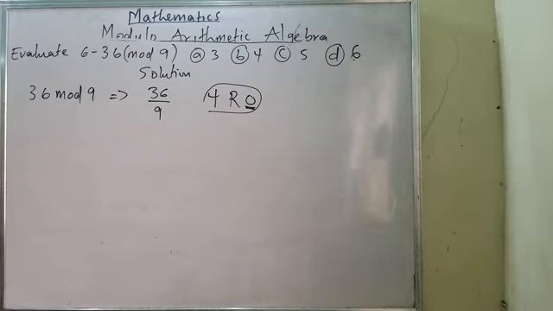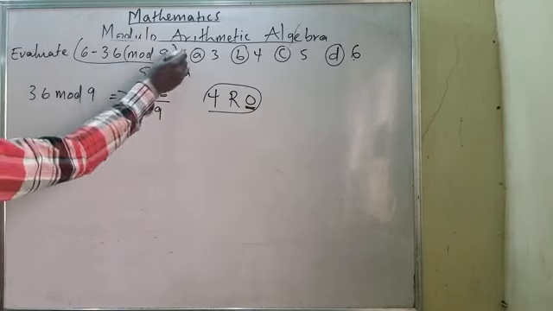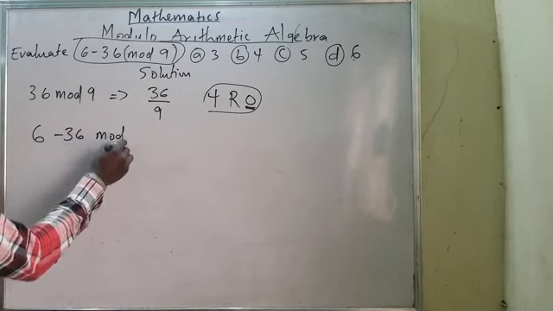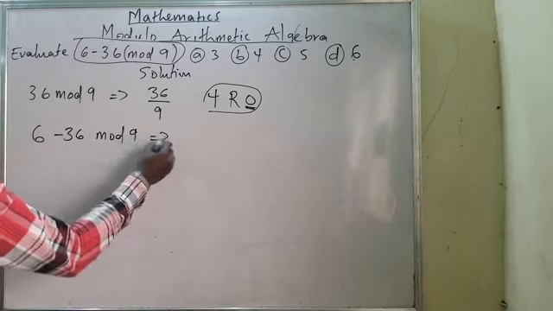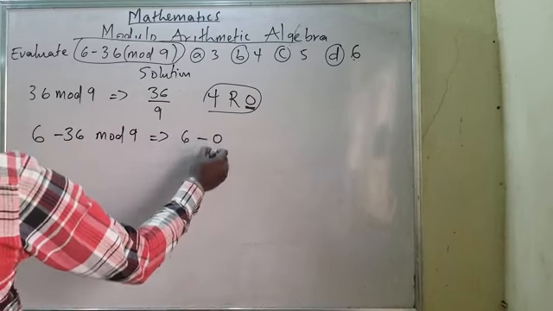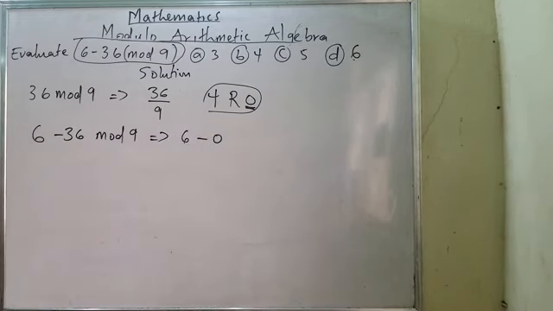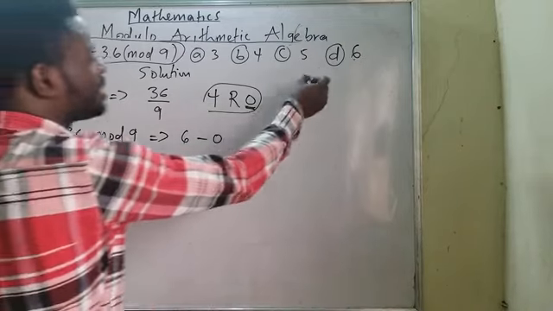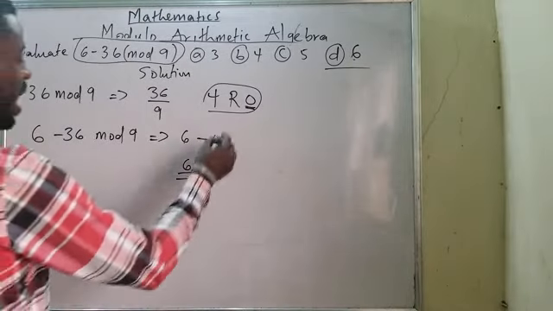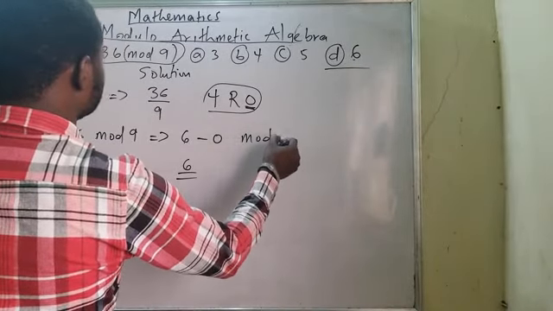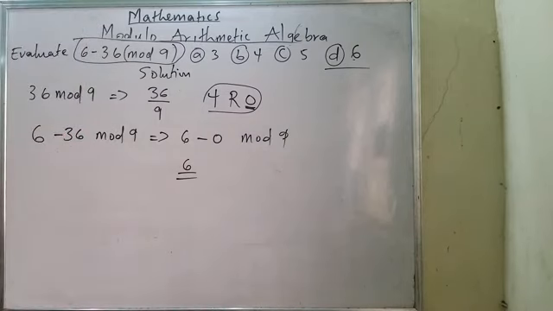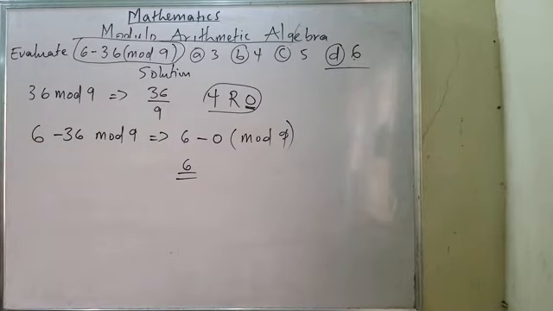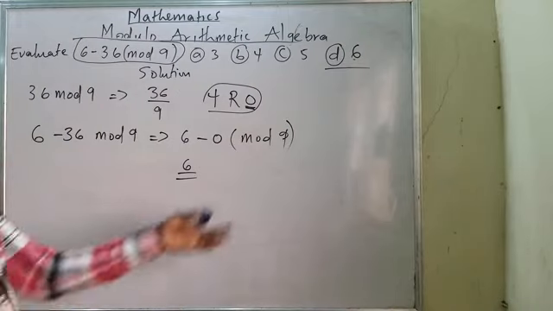Now you will come back to the statement. This is the statement, 6 minus 36 mod 9. It will now imply 6 minus 0, and I have 6. The answer becomes 6. If I like, I might decide to put mod 9. There is no problem there. Now, since I have this, my answer becomes 6, which is going to be D.